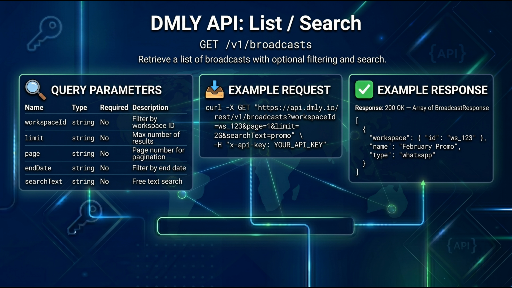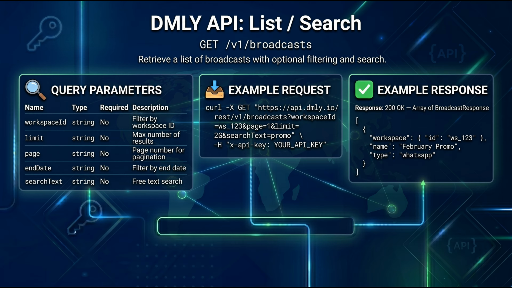List and search broadcasts. Let's look at how to pull your existing campaigns. To search or list your broadcasts, you will send a GET request to /v1/broadcasts. This endpoint supports optional filtering and a free text search to make finding historical data easy. You can customize your request by passing optional query parameters. For example, you can filter by workspace ID or end date. Search for specific campaigns using search text and control your payload sizing using the page and limit parameters for pagination.